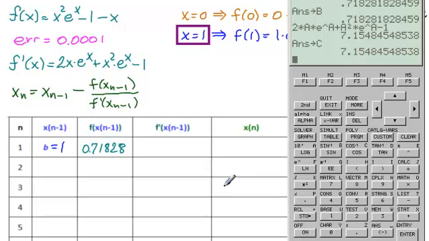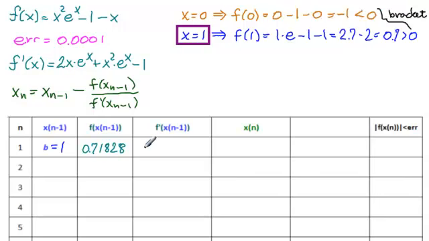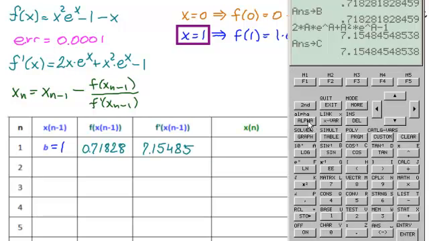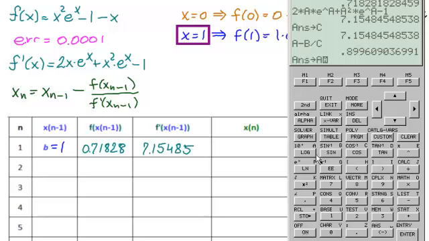7.15485. And now we want to calculate. Remember, this is in A, this is in B, and this is in C. So A minus B divided by C. Alpha A minus alpha B divided by alpha C. So our first iteration gives us 0.89961. We're going to put that back in A now. Store into A.